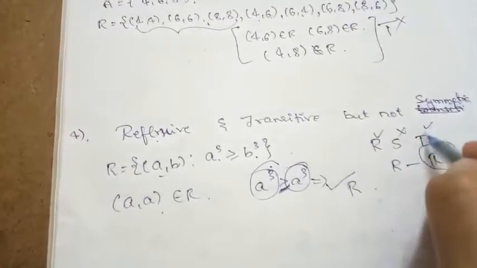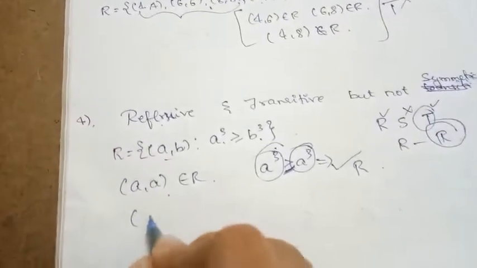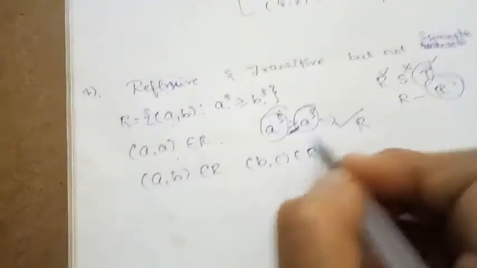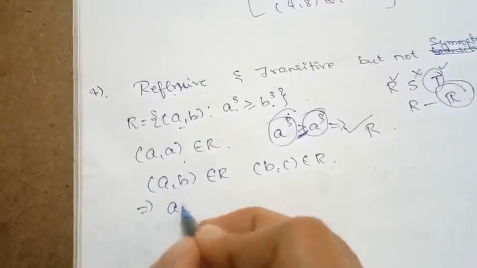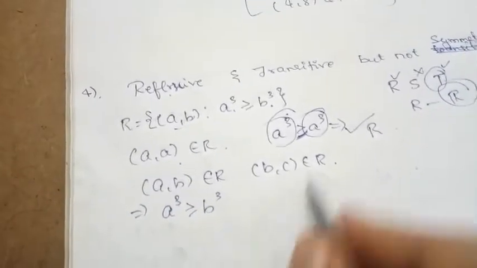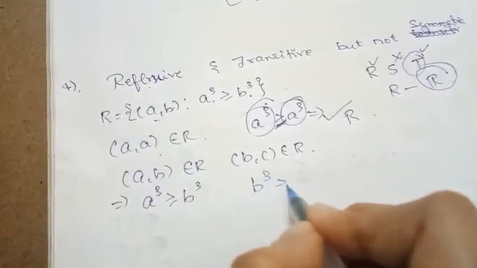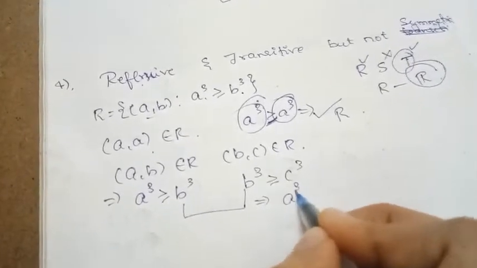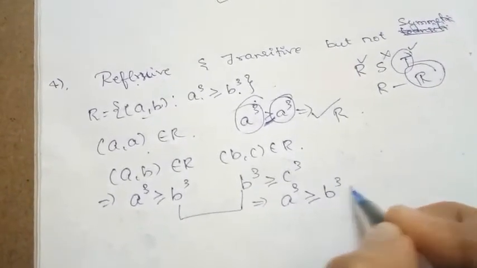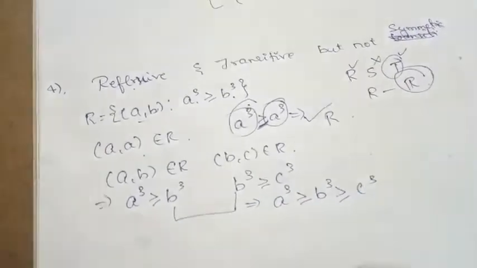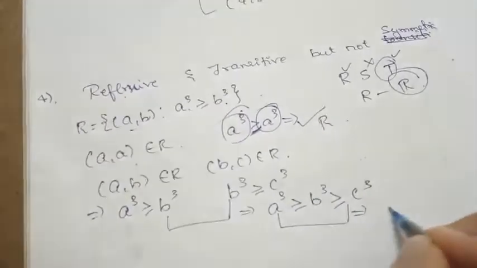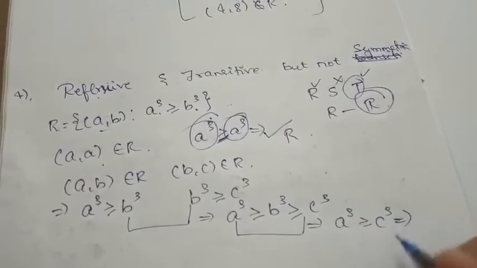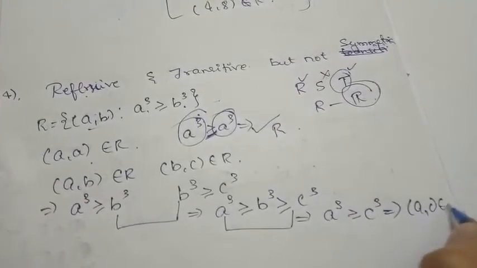And now let us talk about transitivity. If a comma b belongs to R and b comma c belongs to R, what does that imply? A comma b belongs to R means a cube is greater than or equal to b cube, and b comma c belongs to R means b cube is greater than or equal to c cube. If I club these two, we get a cube is greater than or equal to b cube and b cube is greater than or equal to c cube. By looking at this, I can say that a cube is greater than or equal to c cube. So a cube greater than or equal to c cube implies a comma c belongs to the relation R.